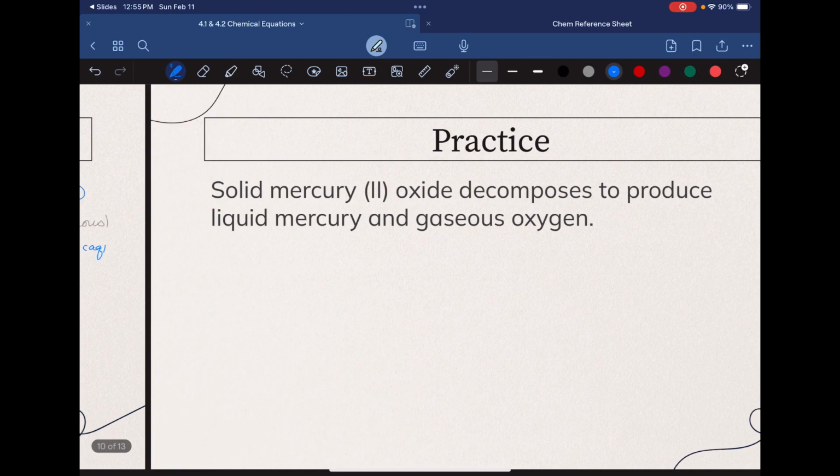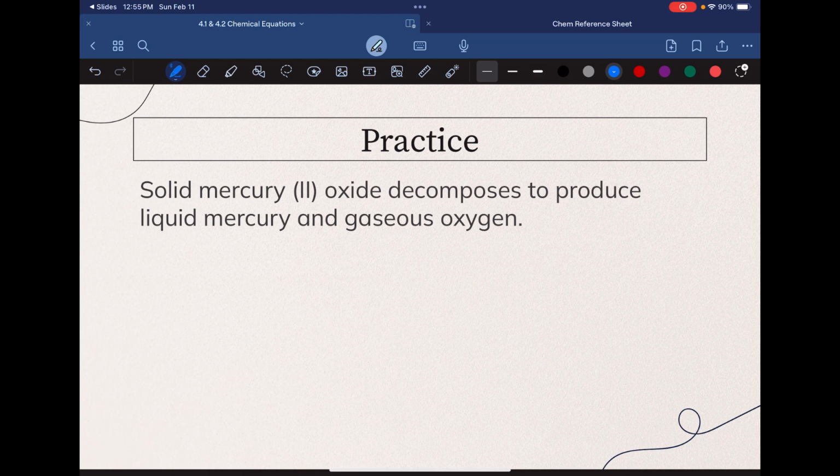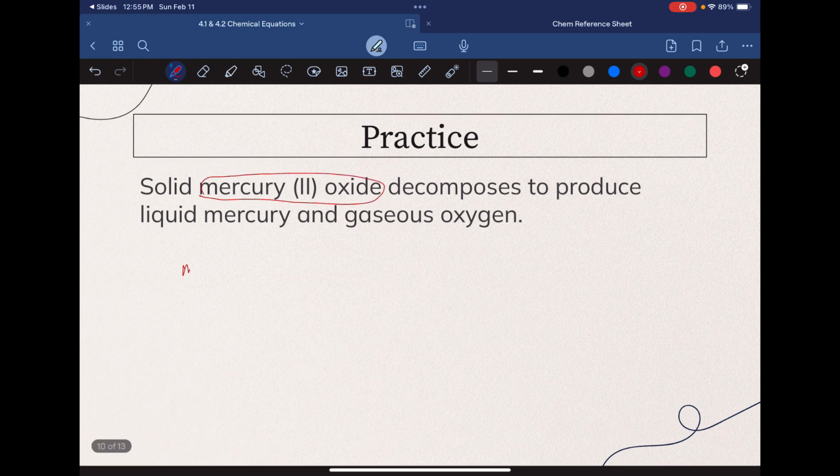Let's look at another one. Solid mercury(II) oxide decomposes to produce liquid mercury and gaseous oxygen. Well, looking at my reactants, something's decomposing, and it's mercury(II) oxide. So I'm going to write mercury(II) oxide decomposing. So I only have one thing. It's producing mercury and gaseous oxygen. So I have mercury, it's a liquid, plus my oxygen, which is gaseous.